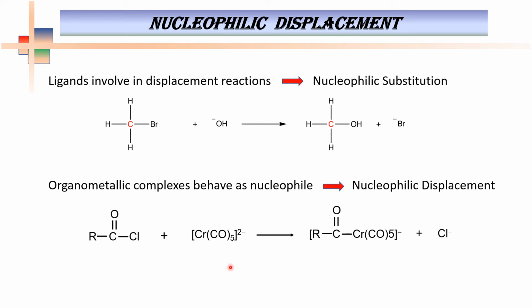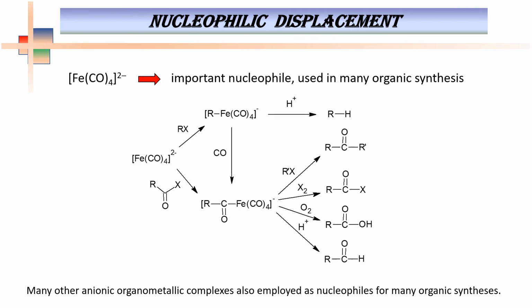Sometimes many anionic organometallic complexes also show a similar type of reaction, where this organometallic anionic complex acts as a nucleophile to displace another nucleophile from an organic compound and attach this organic component, or basically we can say activate these organic components. And that's what this kind of complex is utilized for in several types of organic synthesis. Some of those are very important in terms of their nature.